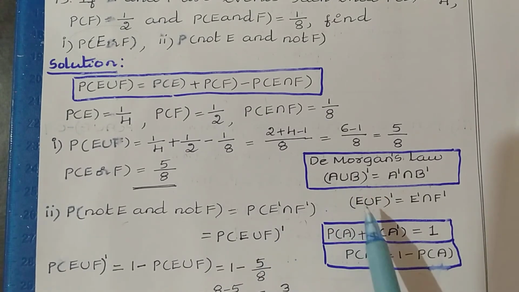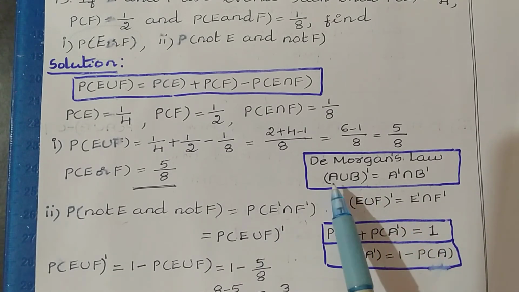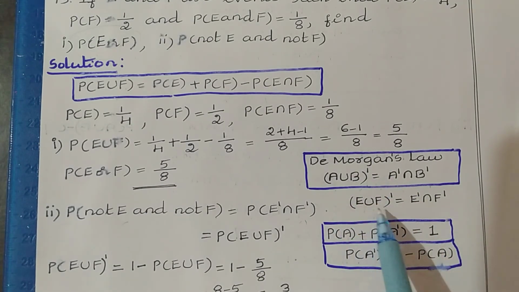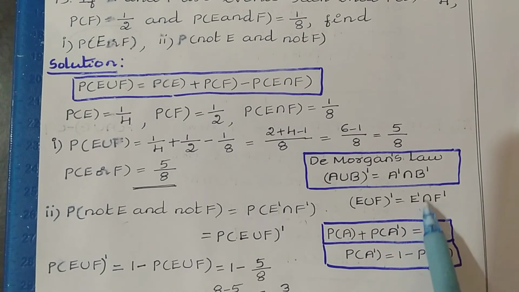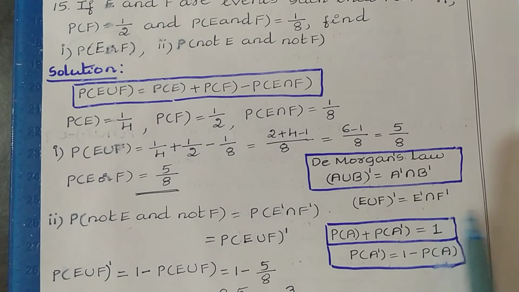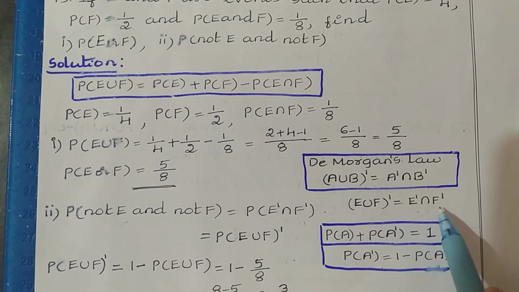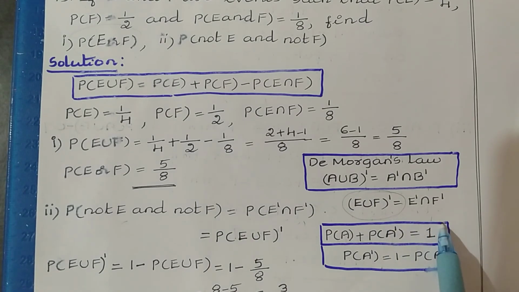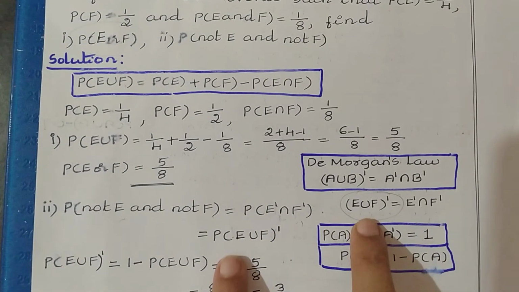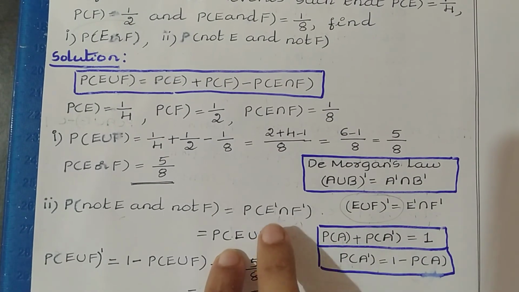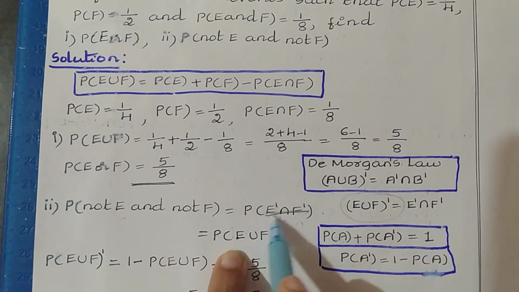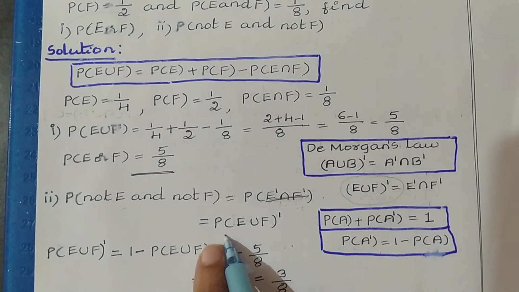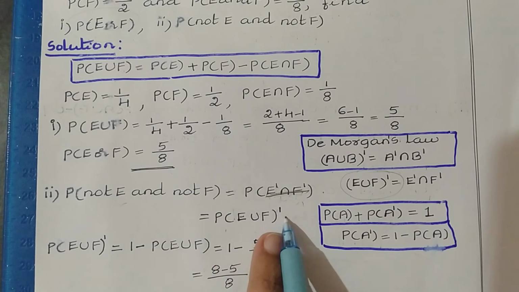In the place of A I am taking E, in the place of B I am taking F. So we can have the same De Morgan's law for this. E union F whole dash is equal to E complement intersection F complement. See here, E complement intersection F complement is equal to E union F whole complement. This is the De Morgan's law. So this value you can write this way using the De Morgan's law. I am not deleting this value, I am replacing this particular value. So we have here probability of E union F complement.